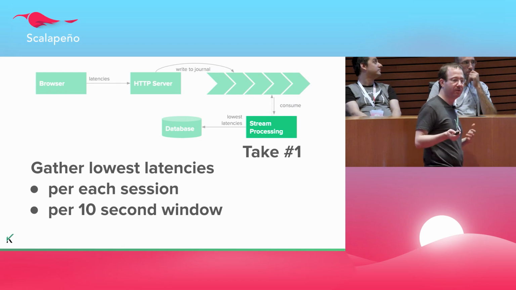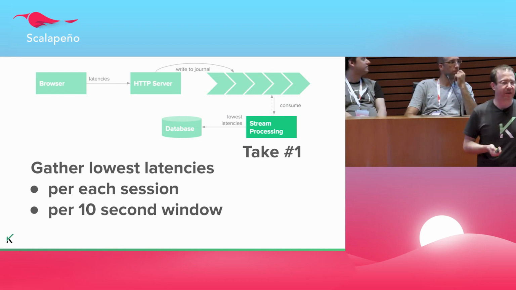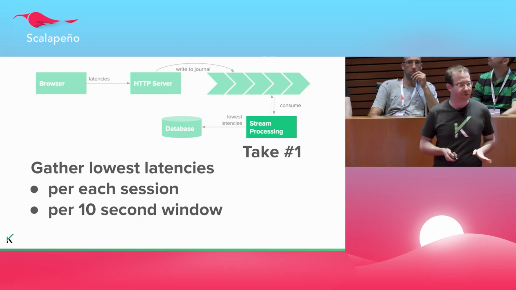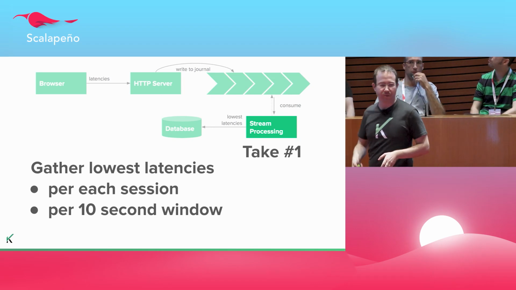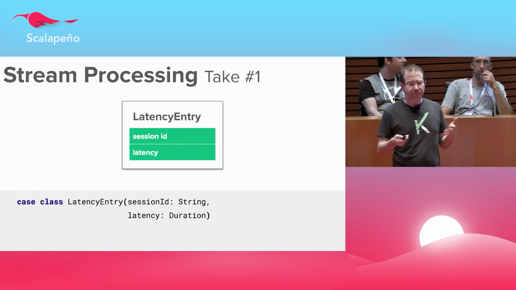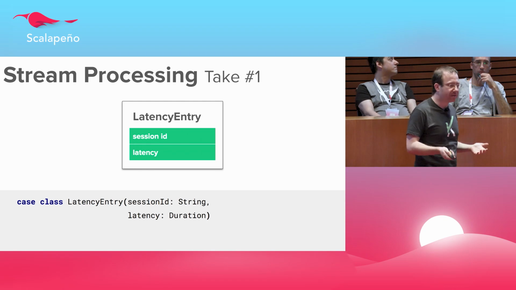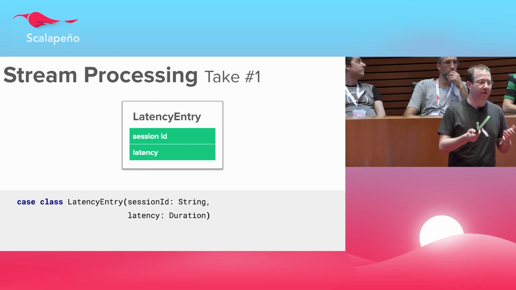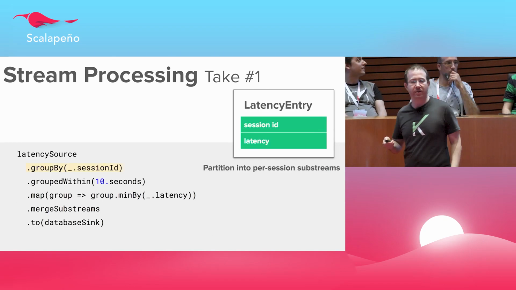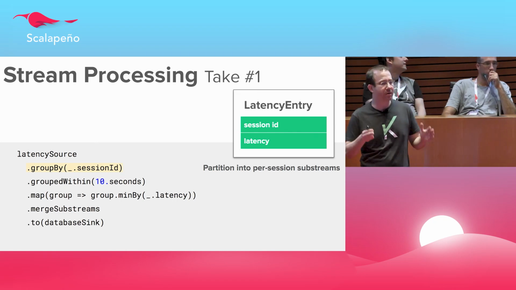So the problem we saw earlier, we want to gather the lowest latencies for each user into 10-second windows. So we have our basic latency entry, that's a pair of session ID and the latency duration, and we want to take those.